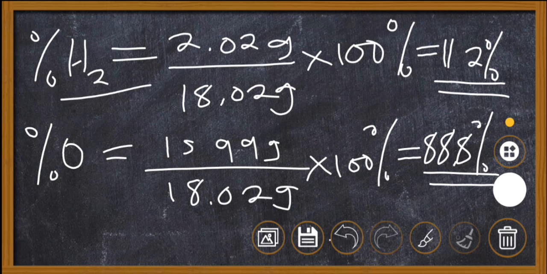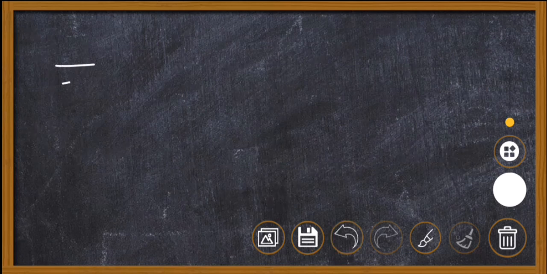So this is basically how we calculate the percentage composition. Remember, the mass of an element over the mass of the compound, multiplied by the 100%. So this is how we go about this. Now let's discuss the empirical and molecular formulas. How do we go about empirical and molecular formulas of different compounds?